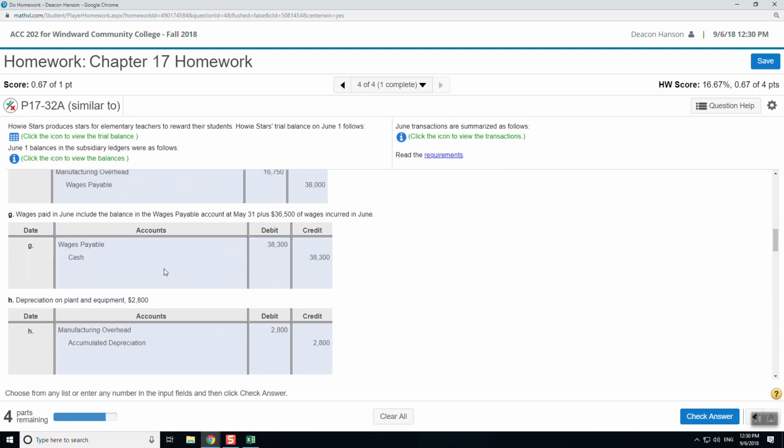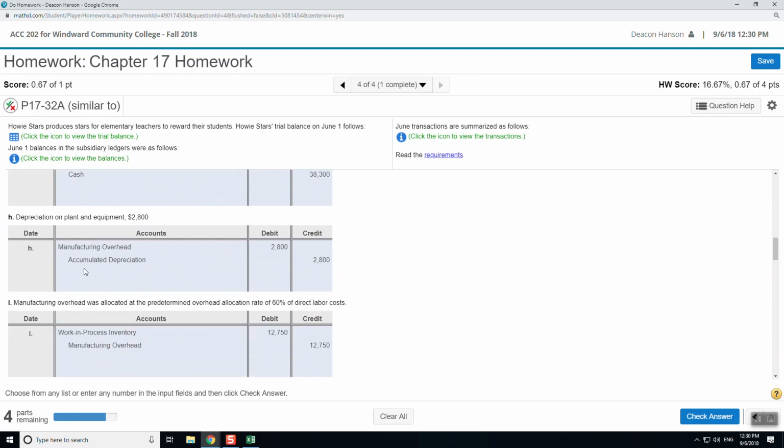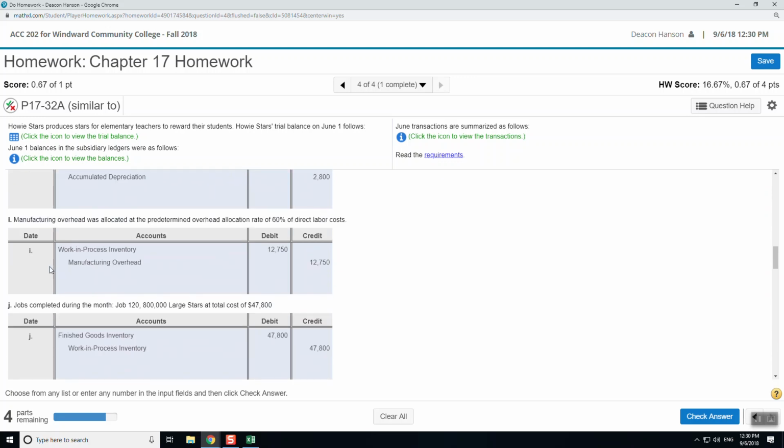We went to F. G, there's nothing happening with work in process. Nor in H. Okay, I. I is when we absorb overhead. So we're going to have to do a little math. We've got to remember our rate, 60%, and that it's 60% of direct labor costs. So now we've got to go down into each job and look at the direct labor, which was F. So we have it sitting there in the T account down there, and take 60% of that for each job.